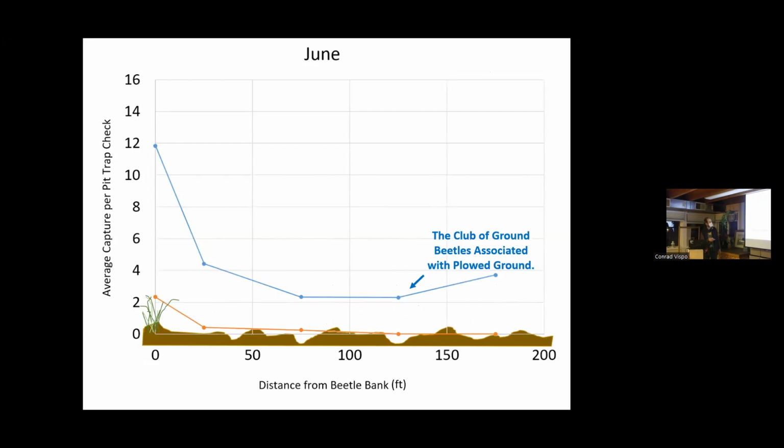So let me show you these graphs. This is abundance on this axis, and this is distance from the beetle bank on this axis. I've categorized all the ground beetles we caught into 2 groups. What I call the club of ground beetles associated with plowed ground.